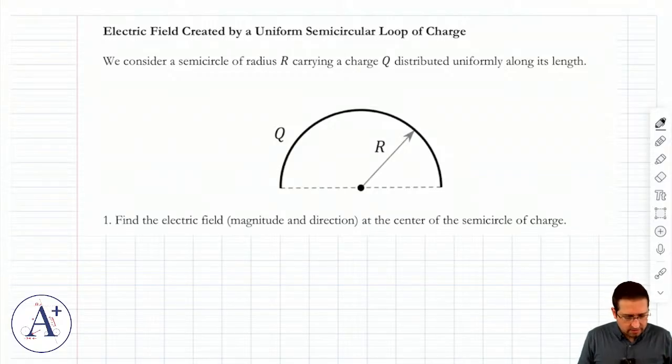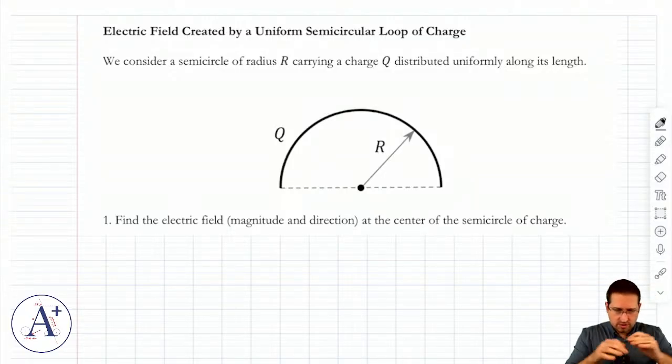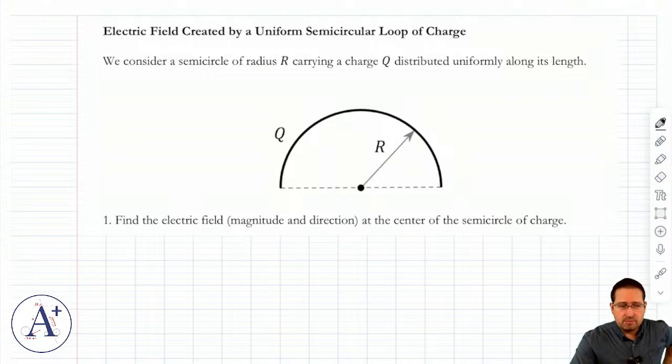Now, what is slice and dice? Well, let's consider this semicircle of radius r that carries a charge q that is distributed uniformly along its length. Okay, so we've taken this semicircle and we've peppered charge around it, this total amount q, but in a uniform way. There isn't a piece that has a bigger clump of charge than another, just nicely spread out. And we want to find the electric field in magnitude and direction at the center of the semicircle of charge.